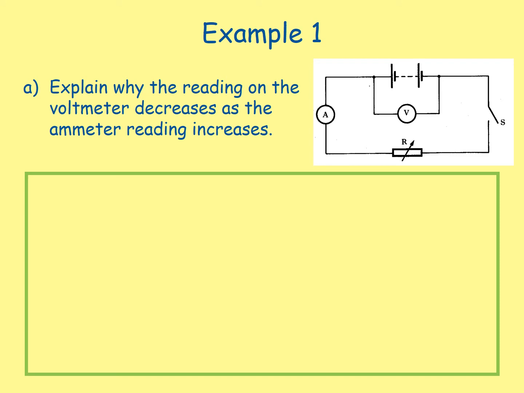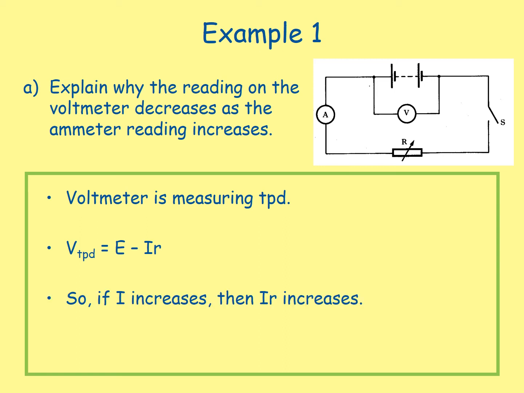Part A. We want to explain why the reading on the voltmeter decreases as the reading on the ammeter increases. Well, we know the voltmeter is measuring the terminal potential difference, and the terminal potential difference is equal to the EMF minus Ir. So if the current increases, then Ir increases. And since the EMF is constant, our terminal potential difference must decrease to keep that equation balanced.